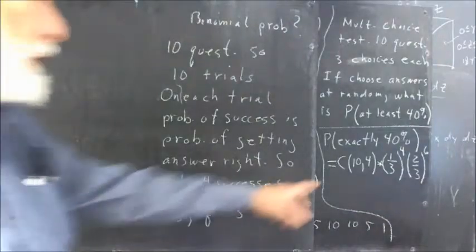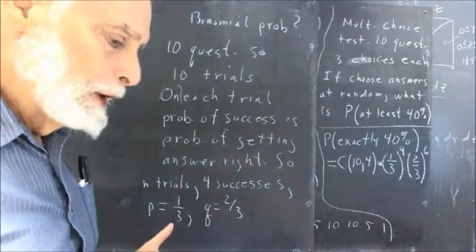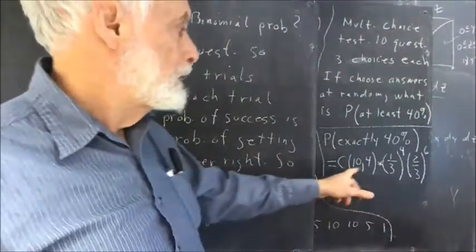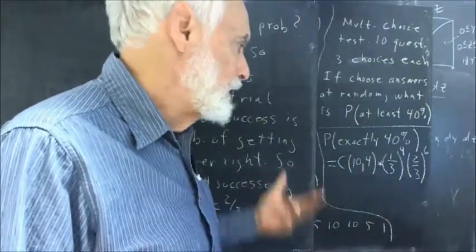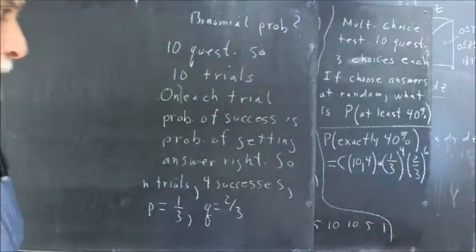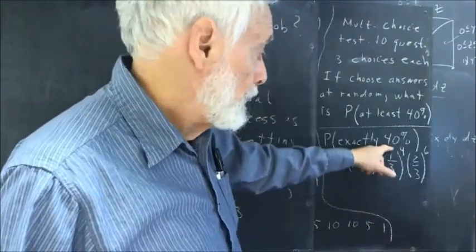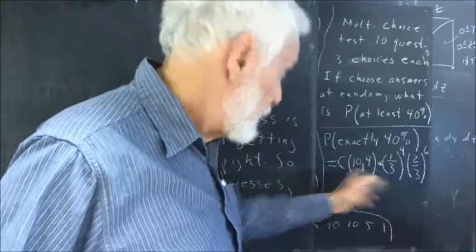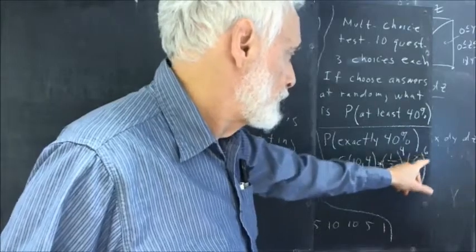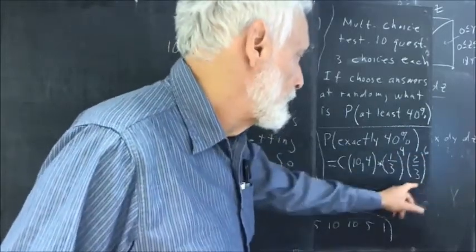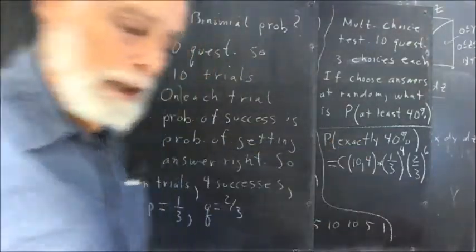Okay, so we do have C of 10, 4 ways to distribute the 4 successes among the 10 questions. There are C of 10, 4 combinations of question numbers 1 through 10 on which you get the right answer. Then the probability, we're going to get 4 successes. Well, that probability is 1/3 to the 4th for any of these combinations. And failure is going to be 6 times. You're going to have 6 failures, so 2/3 to the 6th. Probability of failure raised to the power of the number of failures. That's the probability of getting exactly 40%.